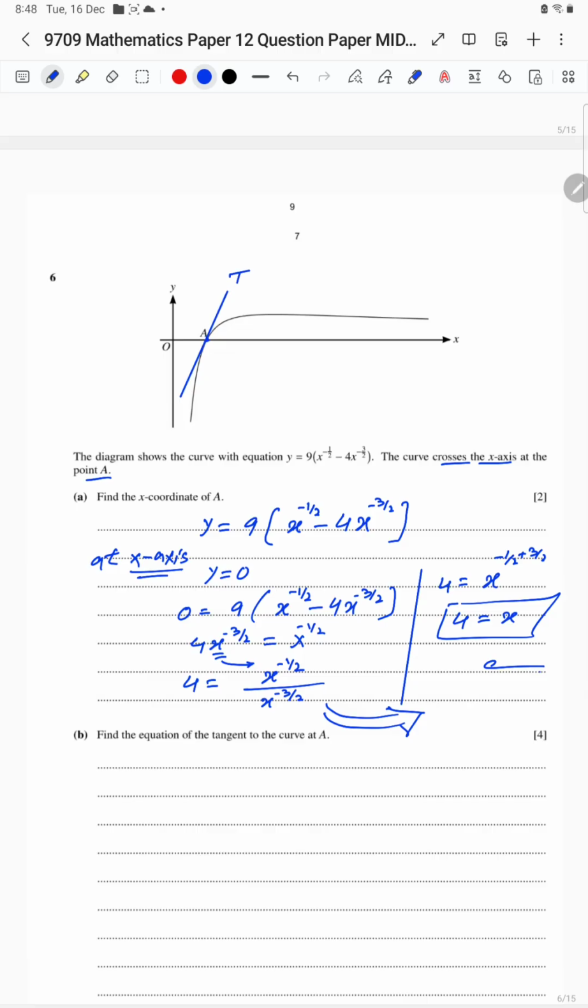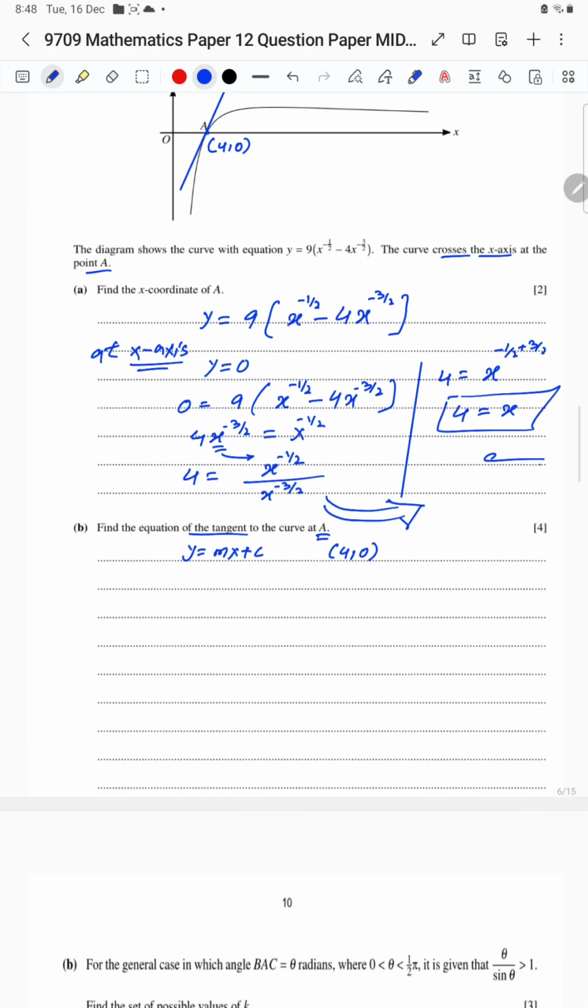For the tangent, we need to find the gradient of the tangent line, which is y equals mx plus c. The A coordinates we know well: after getting the x coordinate 4, A becomes (4, 0). From the first part we have done this, and we have to find the gradient only. For the curve, the gradient can be found by finding dy by dx of it.